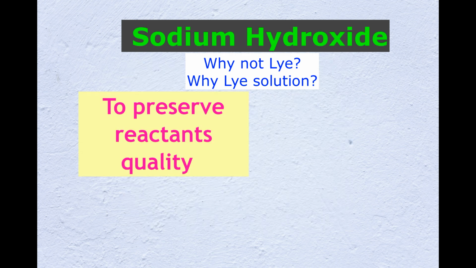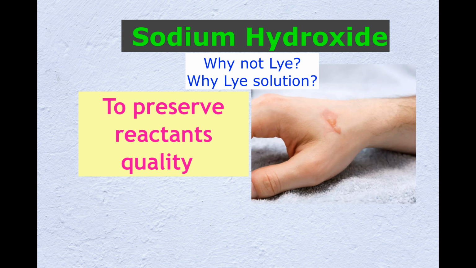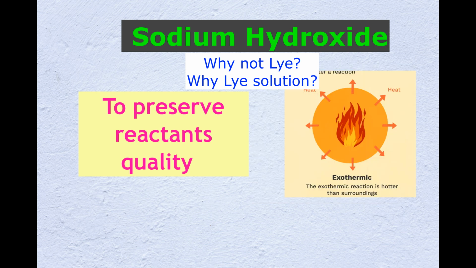The next one is to protect the quality of reactants in the reaction vessel. To understand this point, imagine a burning injury on our hand during the cooking process while flashing boiling oil. The same thing is possible due to lye. Lye is a highly exothermic material. If we add the lye directly into the reaction vessel, it will instantly release a large amount of thermal energy, so its surrounding will be burnt out.